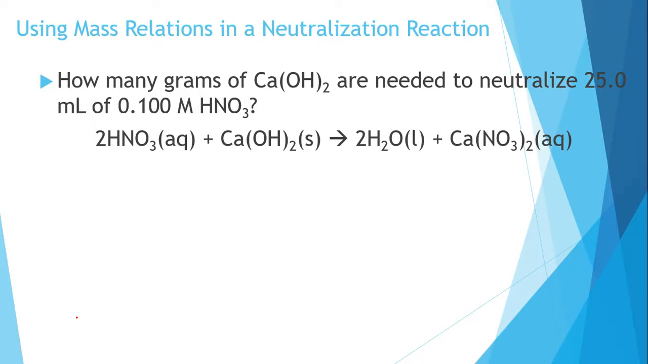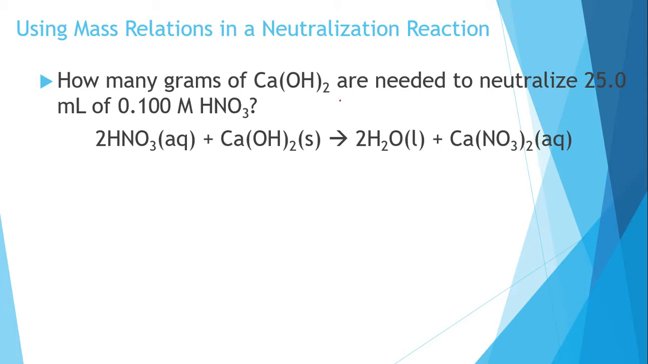So I have 4 examples that we're going to walk through. The first one says, how many grams of calcium hydroxide are needed to neutralize 25 milliliters of a 0.1 molar solution of nitric acid? It gives us the balanced chemical equation down below already.